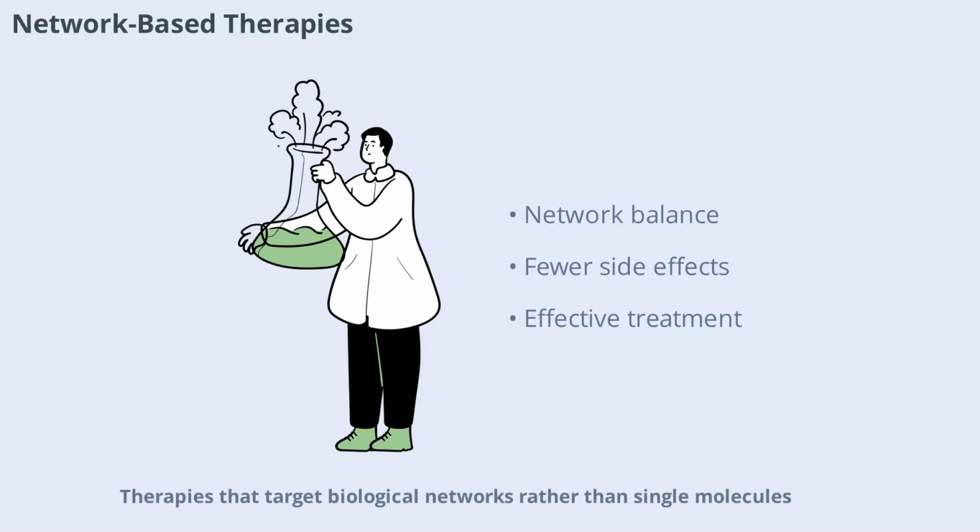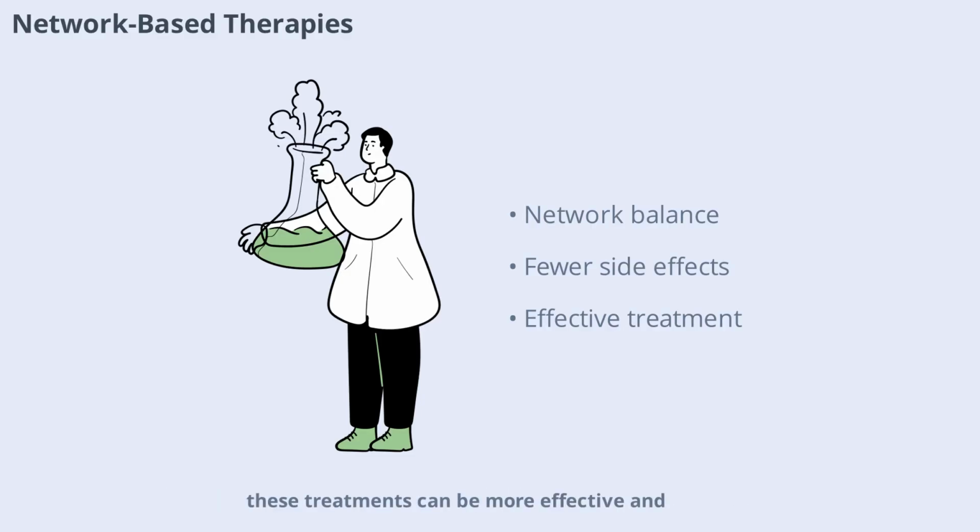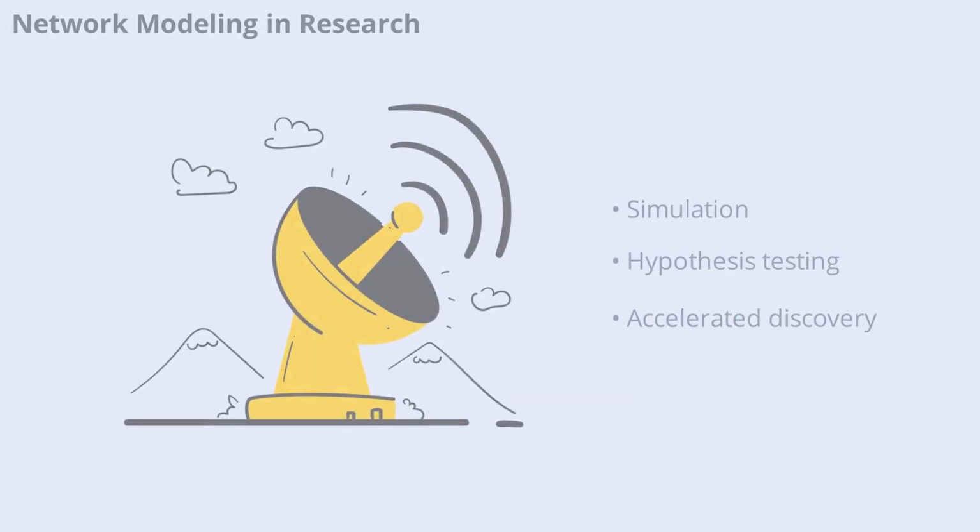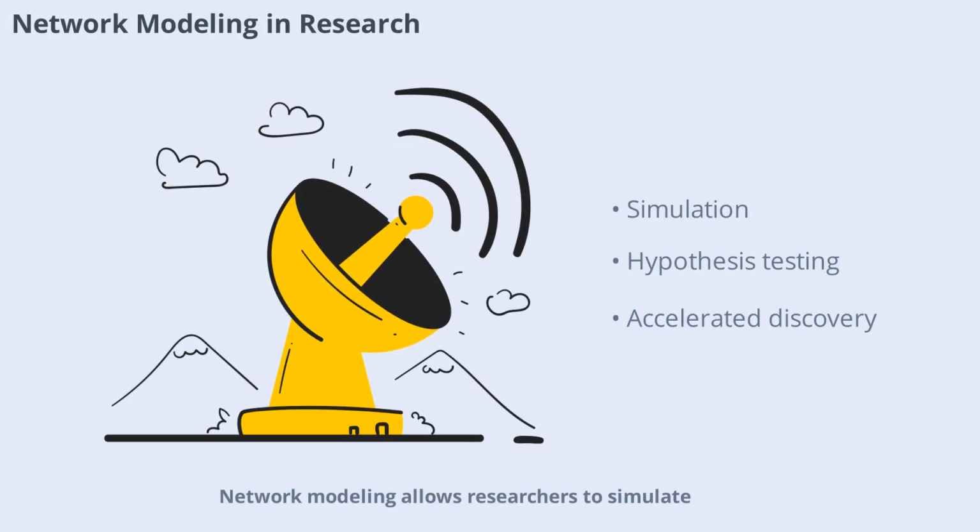Therapies that target biological networks rather than single molecules are becoming more common. By restoring network balance or blocking harmful interactions, these treatments can be more effective and have fewer side effects than traditional approaches. Network modeling allows researchers to simulate biological systems and predict their behavior. By creating virtual models, scientists can test hypotheses, explore scenarios, and design experiments more efficiently, accelerating the pace of discovery.